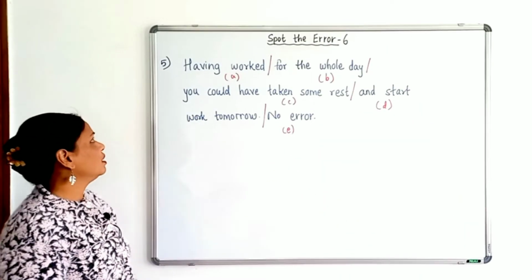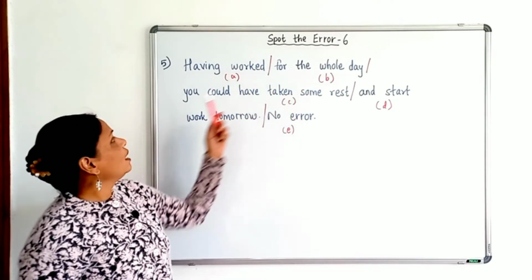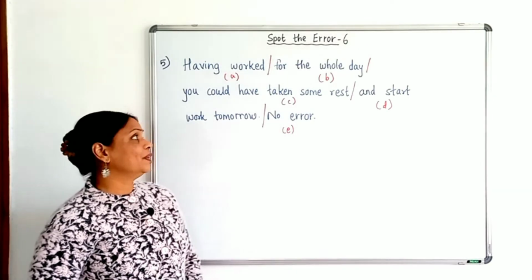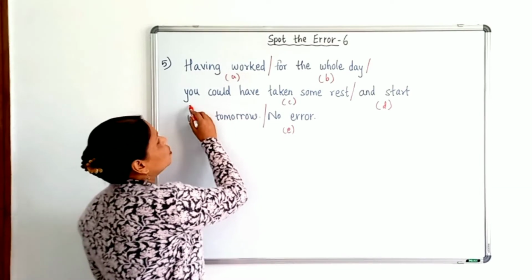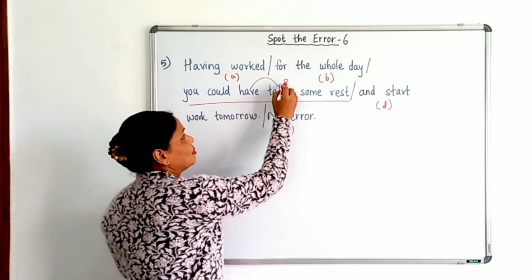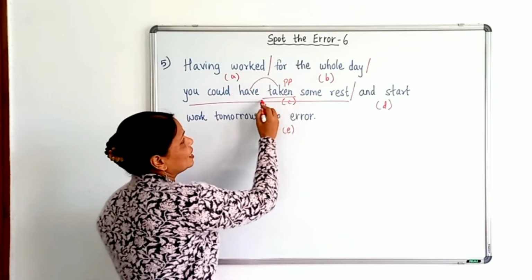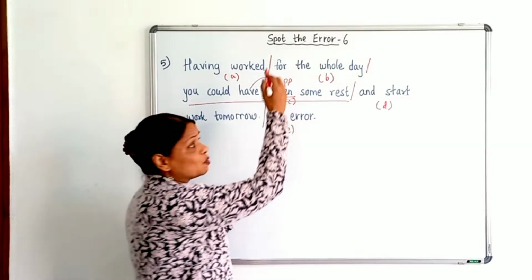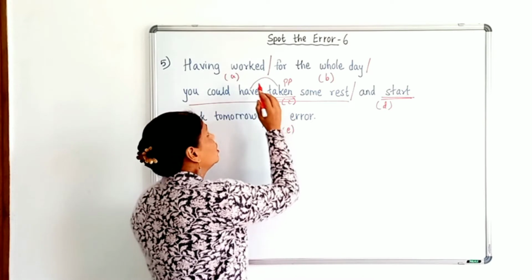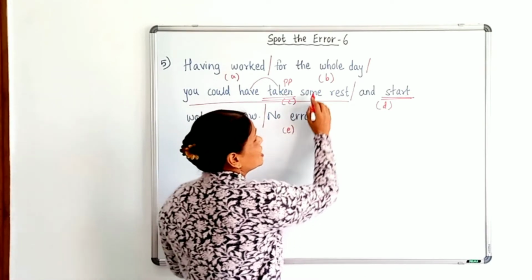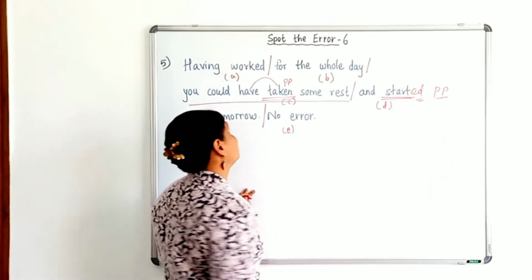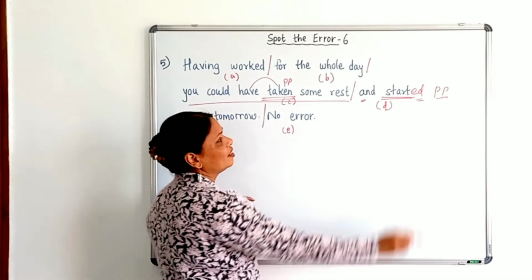Sentence number 5. Having worked for the whole day, you could have taken some rest and start work tomorrow, no error. Look at this phrase, could have taken some rest. After have, we take the PP. Here have taken is correctly used. But there is one more verb, that is start, which should be also taken in the same form. So have taken some rest and started. That is the past participle of the verb. So the error lies in section D.